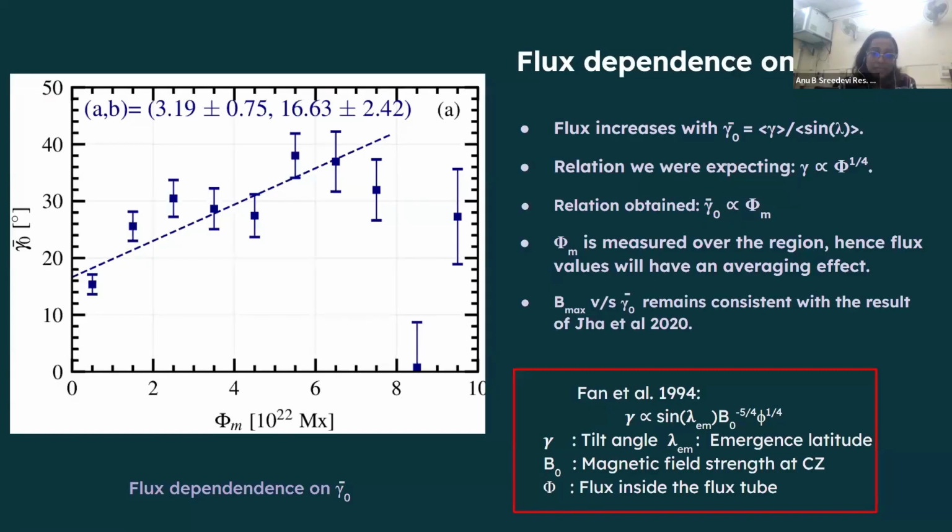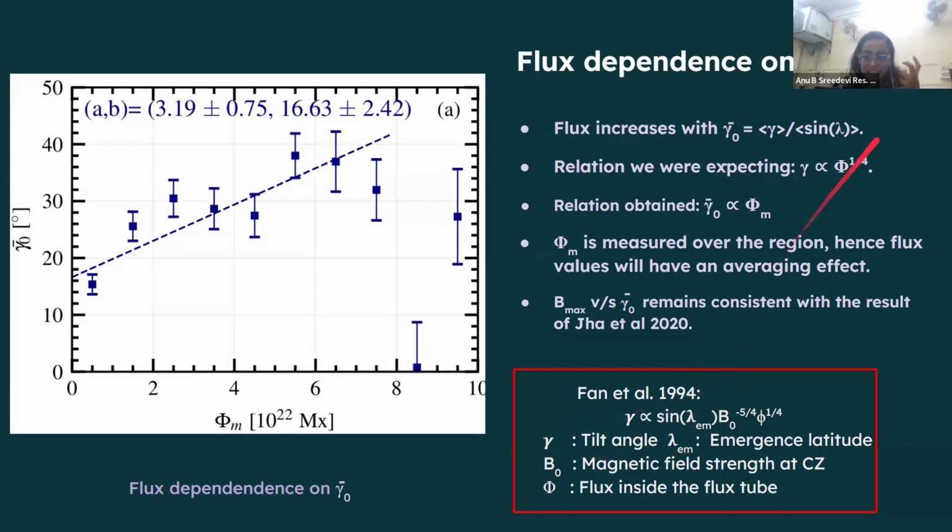Now coming to the beast, the flux dependence of the tilt. If you look at this equation, I brought the sine lambda EM to the left side, so it will be gamma by sine lambda EM. This is to remove the latitude dependence on the tilt. For people who are familiar with Joy's law slope, this is not exactly the Joy's law slope, but you can call it an average Joy's law slope.